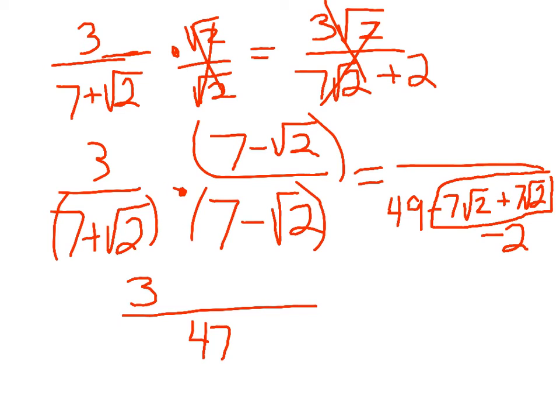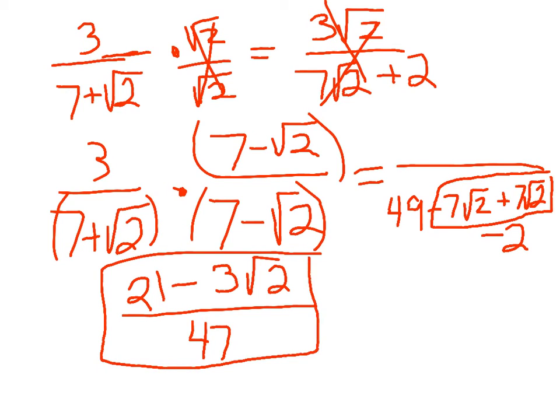And then let's go ahead and multiply this out top. So instead of 3, I will have 3 times 7, 21, and then minus 3 times square root 2. So that is the grammatically correct version for this problem.